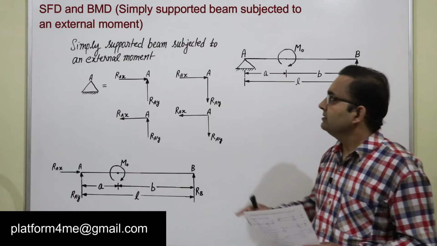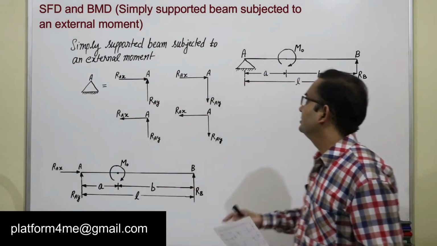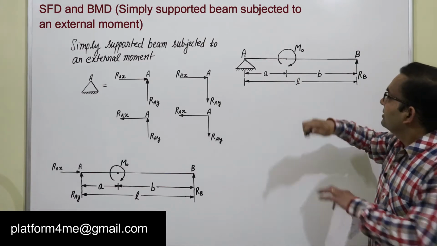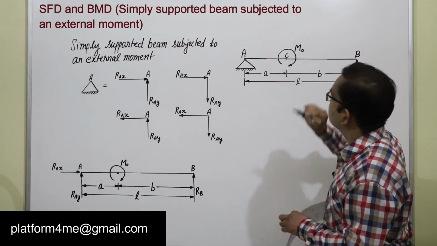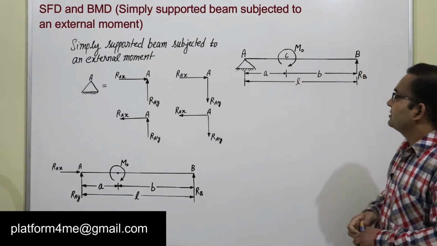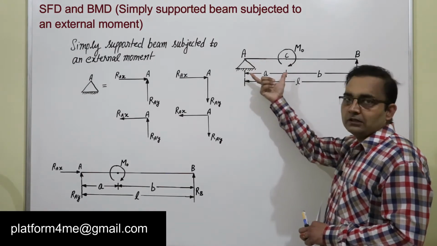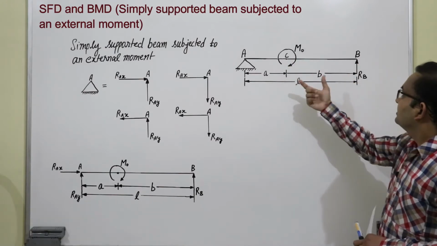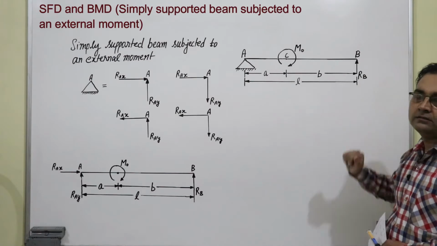Our numerical is simply supported beam subjected to an external moment. So AB is a beam and there is a moment at point C, and the distance of C from capital A is small a, and CB distance is small b, and total length of the beam is L.